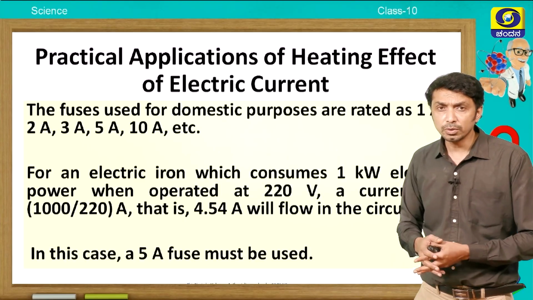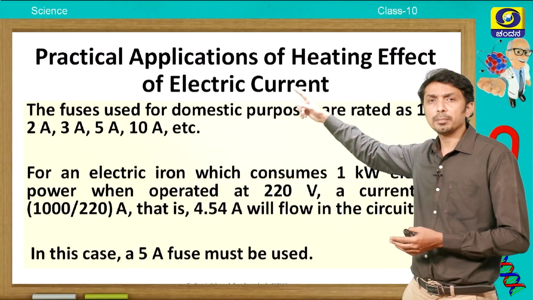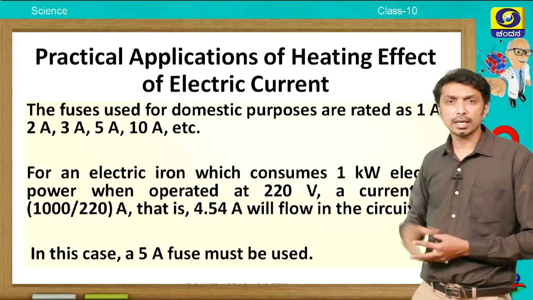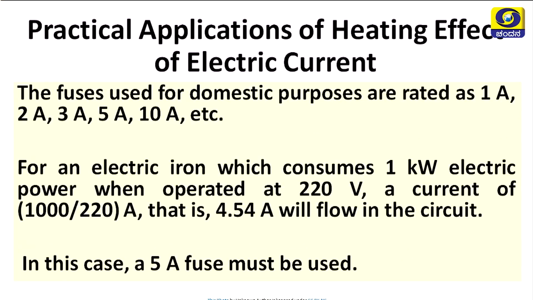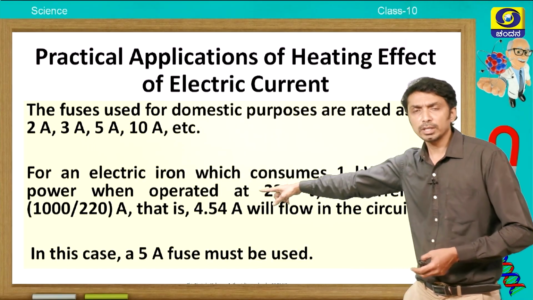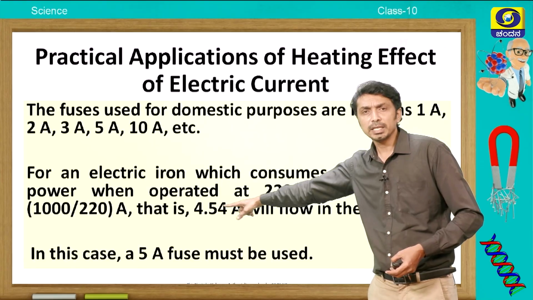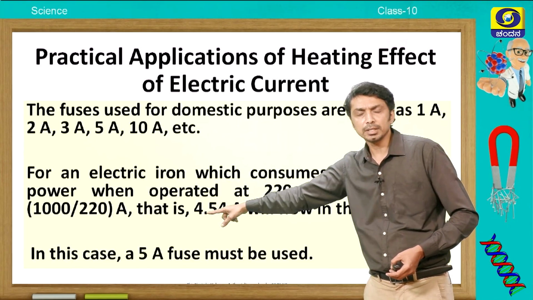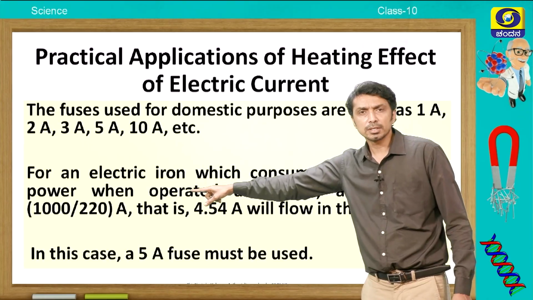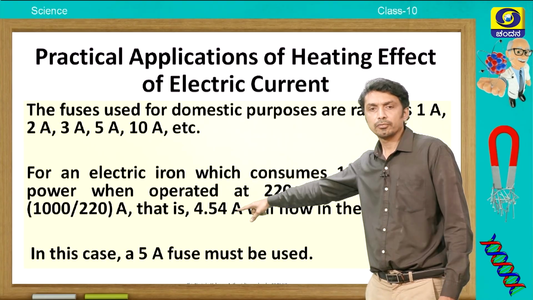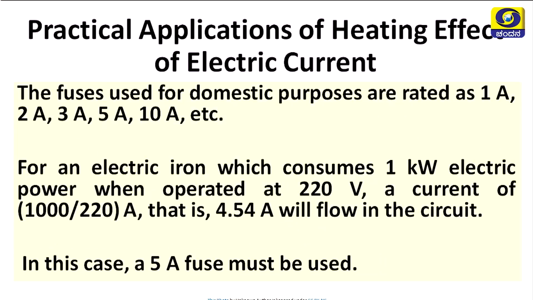The fuses that we use are 1 ampere, 2 ampere, 3 ampere, 5 ampere and 10 ampere, etc. For example, if you are using an electrical iron box of 1 kilowatt electric power, then you can see 1000 divided by 220, that means it is P by V, that means it gives you the current, because P is equal to VI, 4.54 amperes. So for this electrical iron box we need to use a 5 ampere fuse.